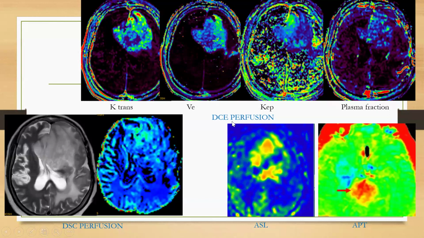Usually in our center, we also do T1 perfusion, DSC, ASL, and APT, but we avoid T1 perfusion because it's not followed universally. And also, we cannot compare the imaging done in outside centers.